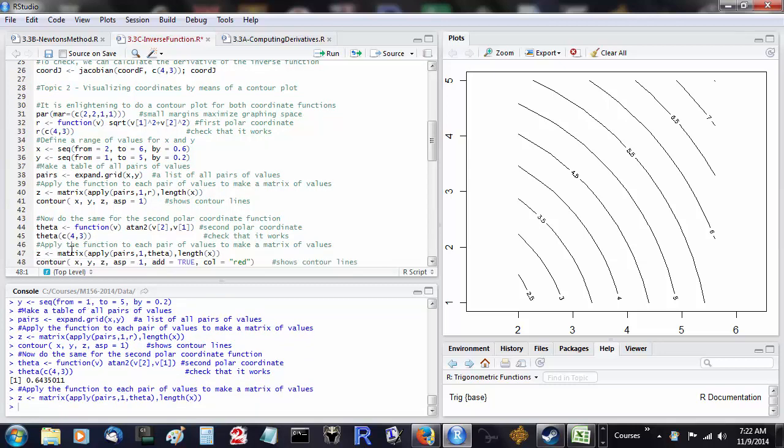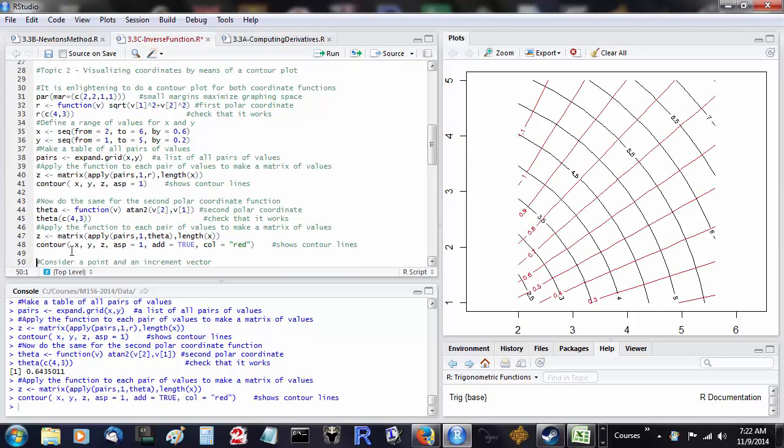Carry out the same mysterious steps, and this time draw the contour lines in red. I have to remember to use add equals true, so I will overlay them on the first one. And there are the contour lines for the coordinate function theta. They're straight lines heading out from the origin, the angle with the x-axis being the value of theta. So if you look at the contour line that is labeled with a red 0.5, that's the line where y equals 1/2 x.